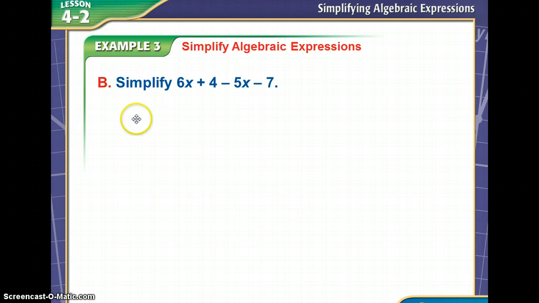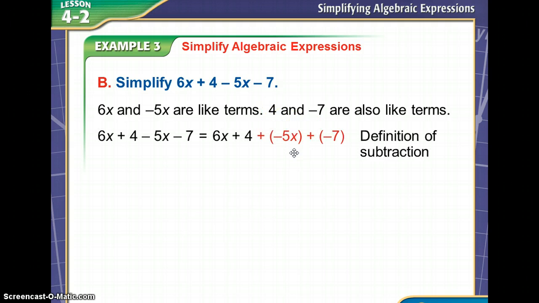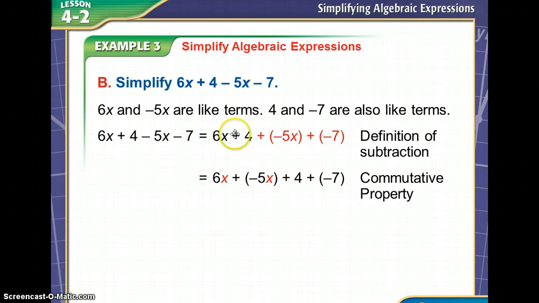Okay, here's another one. Now, notice here I have 1, 2, 3, 4 terms. The 6x and the 5x are like terms. So are the 4 and the negative 7. So combining like terms, I'm going to take the 6x and I'm going to add to it a negative 5x. I'm going to take the 4 and add to it a negative 7.